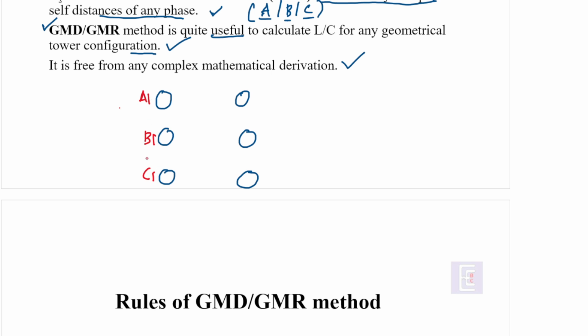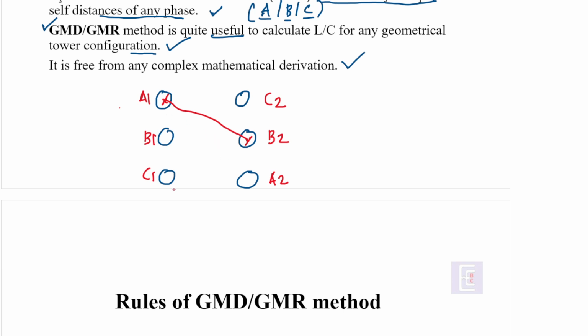So these are A, B, C, the three phases of circuit 1, and this is C2, B2 and A2. This is A, B, C phases of circuit 2, and these circuit 1 and circuit 2 are running in parallel. Now suppose this distance is between A1 to B2. This distance is called mutual distance because it involves two different phases.